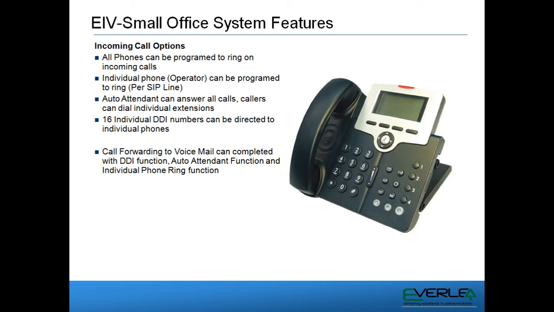Incoming call options. Generally, if you've run through the incoming call options, outgoing is pretty straightforward. You dial the extension number or you dial the phone number. There's no dialing access codes or anything, you simply just dial it and out you go. But incoming call, you need to be aware of how this is going to work.